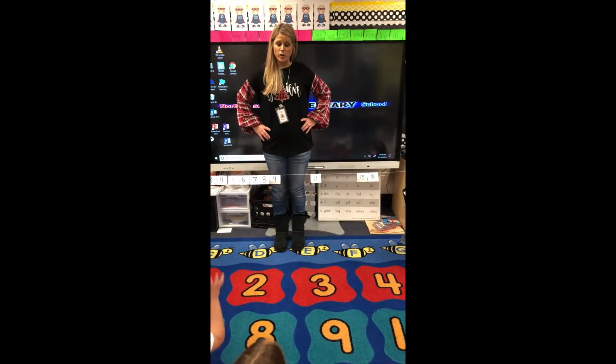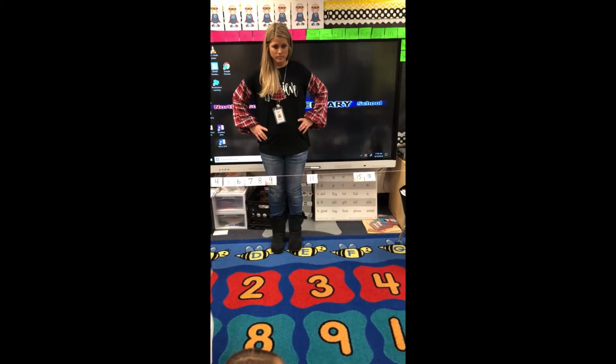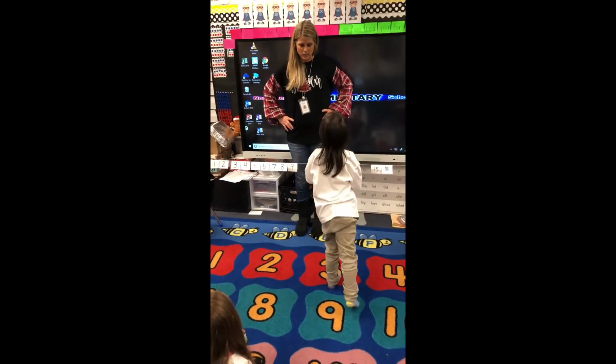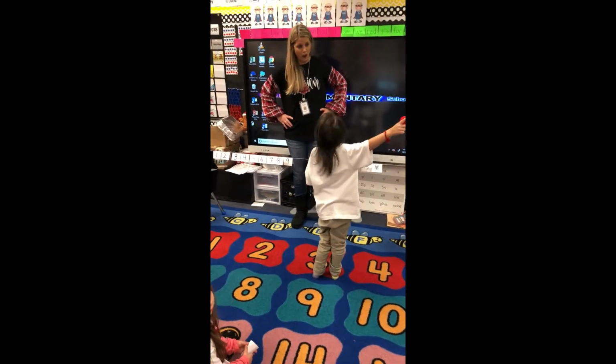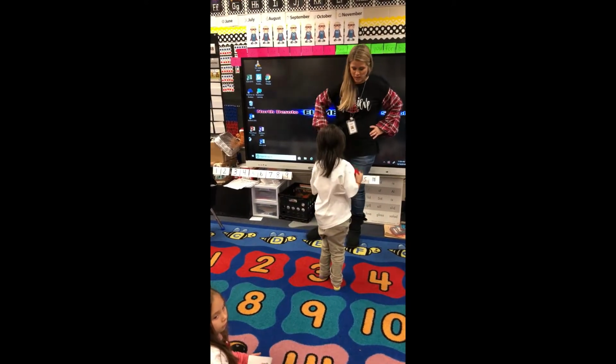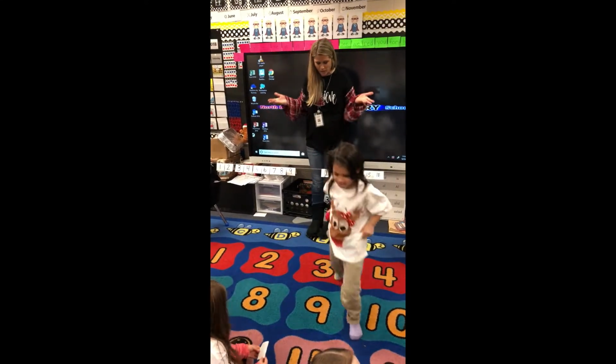Number 12. Where do you think number 12 is going to go? After 11. Oh, I just noticed. Where were you looking just a minute ago to help you figure it out? You were using our numbers on the number wall. Good job. I love how you're using that resource to help you figure out where the number goes.